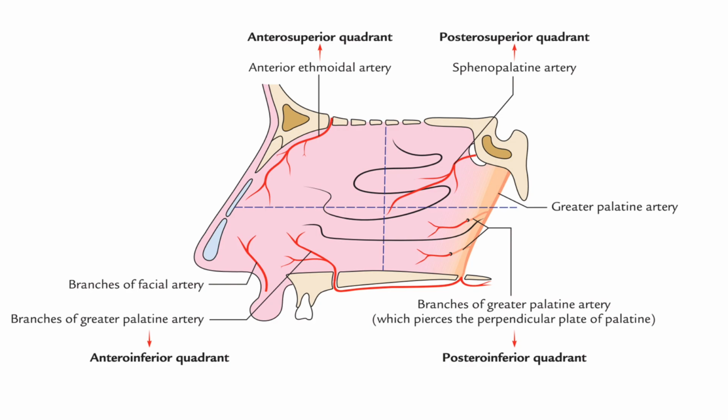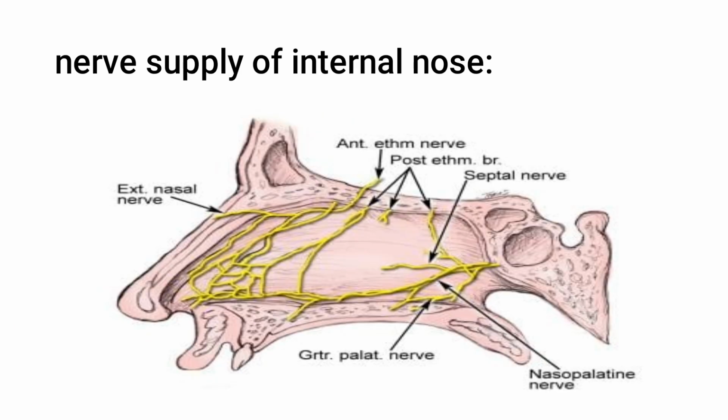Now come to the nerve supply, which is the last topic. So the nerve supply of the nose. We have the external nasal nerve here, the anterior and posterior ethmoidal branches here, the septal nerve here, and the nasopalatine nerve here. Now one thing missing here is the olfactory bulb, which is just located here.